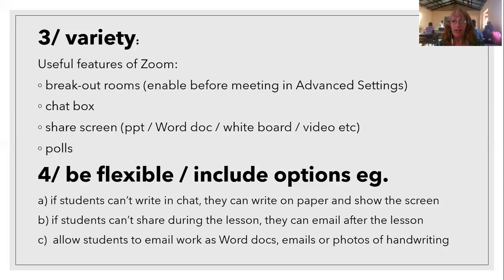If they can't share anything during the lesson, I give them the option of emailing their work after the lesson. And because students have varying aptitude with technology and varying access to technology, I allow them to email their work afterwards as either Word docs, emails, or photographs of handwriting, and then I annotate and return that to them.